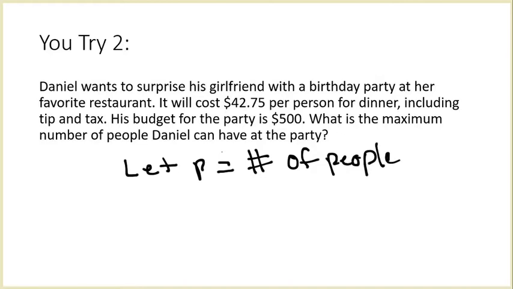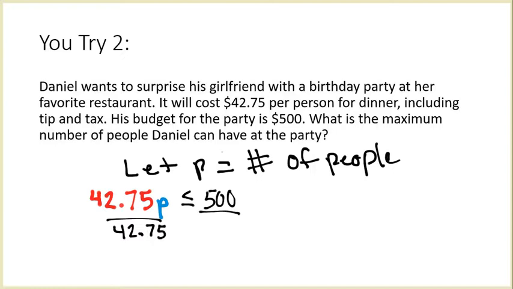And what do we know? Well, we know that each person costs $42.75. So we'll have $42.75 times P for the number of people, and it has to be less than or equal to his budget. So less than or equal to $500. So I'm going to divide both sides by 42.75.